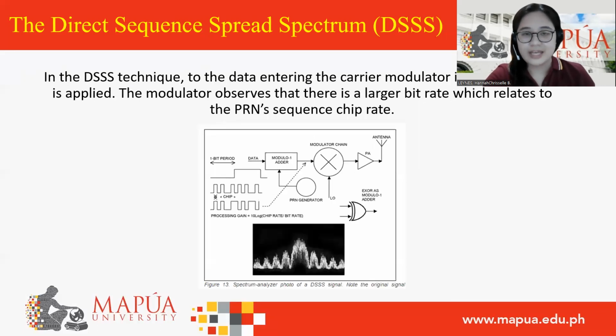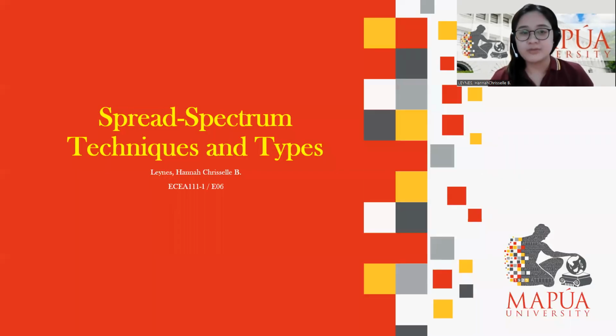So again, what we've discussed is spread spectrum techniques and types. Our key takeaways: there are two types of spread spectrum, which are DSSS, also called direct sequence spread spectrum, and the other one is frequency hopping spread spectrum.